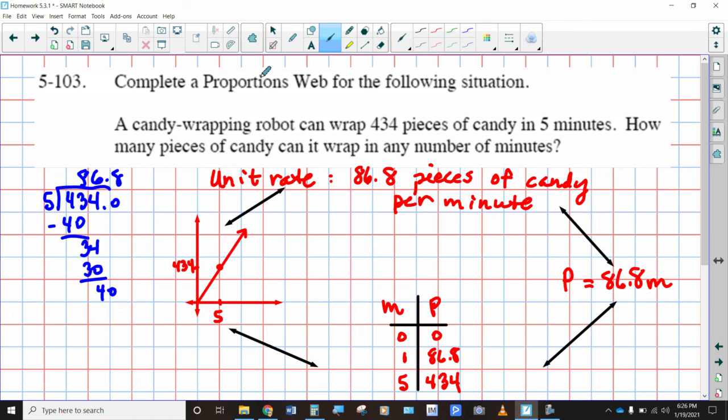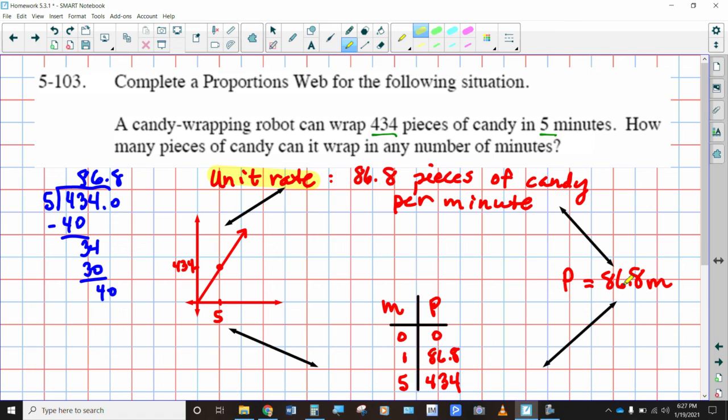Ooh, what do we have here? Complete proportions web. All right, so it says a candy wrapping robot can wrap 434 pieces of candy in 5 minutes. Okay, so that's the situation, right? So what we want to do is identify what the unit rate is by taking 434 divided by 5, and there you see the work there. That means that this robot is wrapping candy at a rate of 86.8 pieces of candy per minute. Okay, so that's the unit rate.